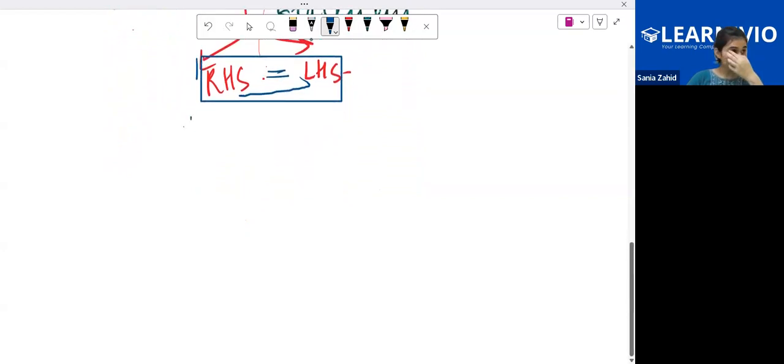If LHS is not equal to RHS, is the equation correct? Obviously, it is not correct. Very simple things. Is this much clear to you? Okay, fine. So now I shall be giving a few practice questions. Just give me a minute.